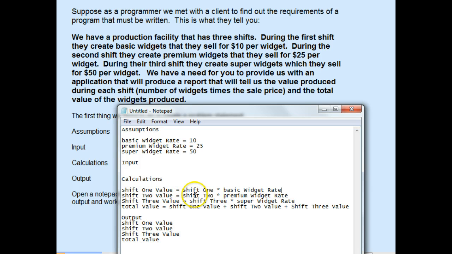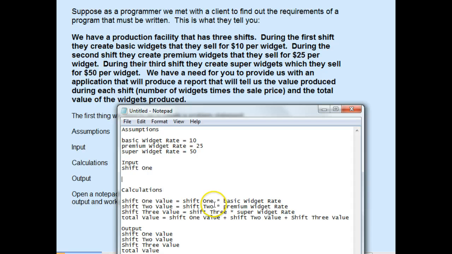The only thing I don't know is shift 1, shift 2, shift 3. What is that? Well, it's either something that's going to be provided to us every time we run the program, or something that never changes. If it never changes, it's up here, and we know that the widgets are going to change every day. Every time they do a shift, they're going to do a different number of widgets. So we have to ask them. So that means I'm going to take shift 1 and copy and paste it into my first input, and then shift 2 and paste that underneath there, and shift 3, copy that and paste it underneath.